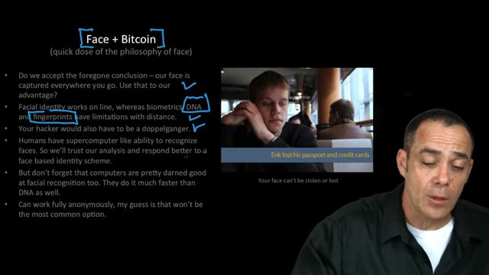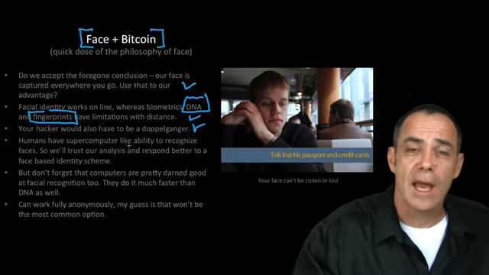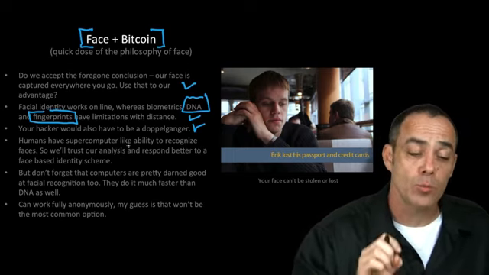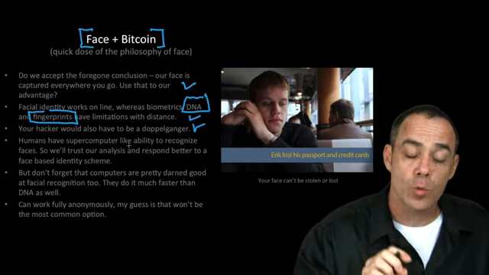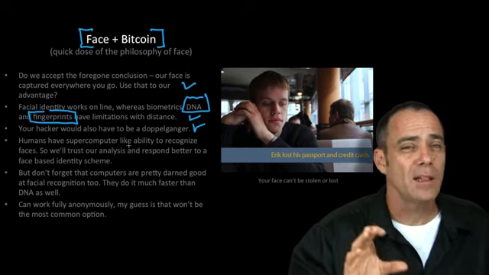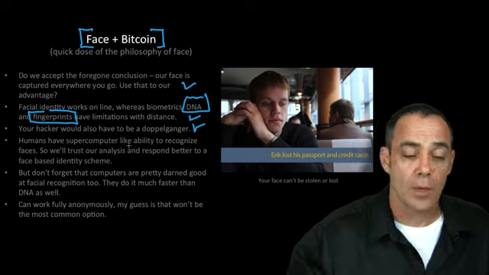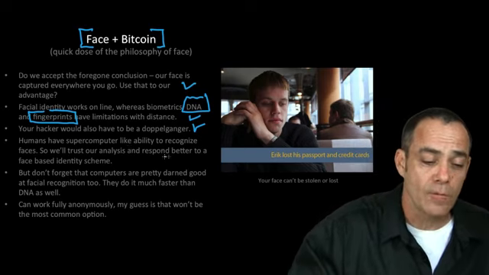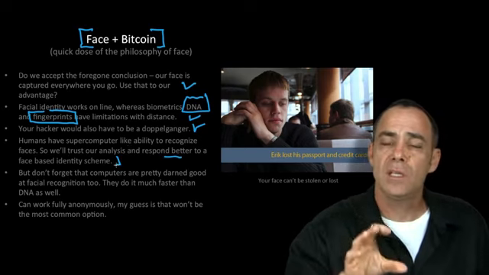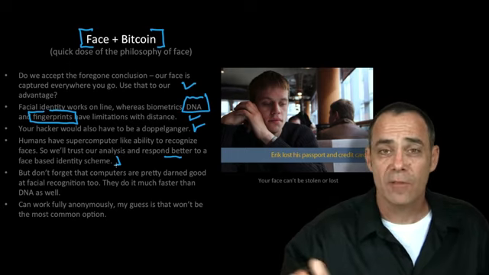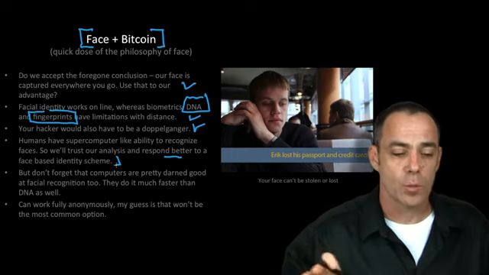Another great thing about using the face is that humans really have a supercomputer-like ability to recognize faces. So we'll trust our analysis, which is something we're not likely to do with DNA, fingerprints, or biometrics, and we'll respond better to a face-based identity scheme because we'll see how it works. We'll actually be able to see the faces there and be convinced whether it's working or not.